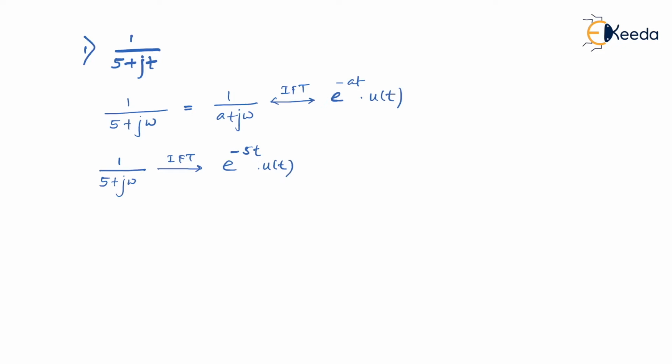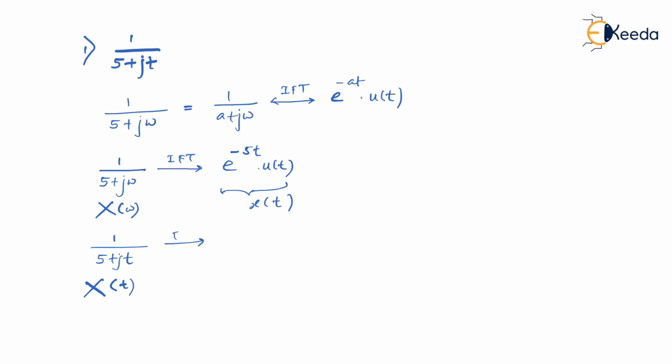Now they are asking us to replace omega with t. So can I say this is your x of omega and this whole is your x of t? If I replace omega with t, then it will become 1 upon 5 plus j t. Am I right? Can I say it is actually x of omega, where omega is replaced with t? So this is capital X of t.